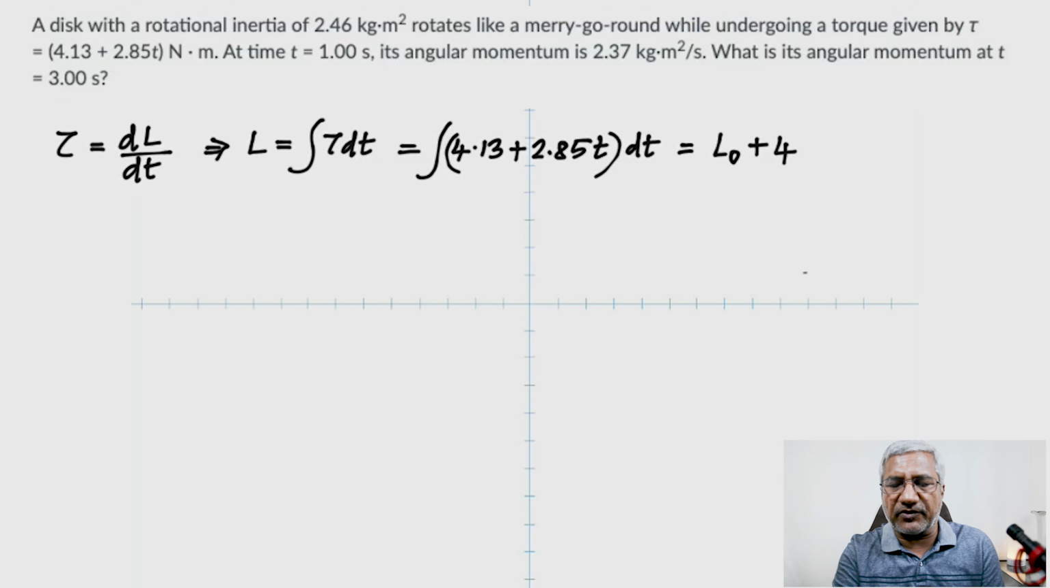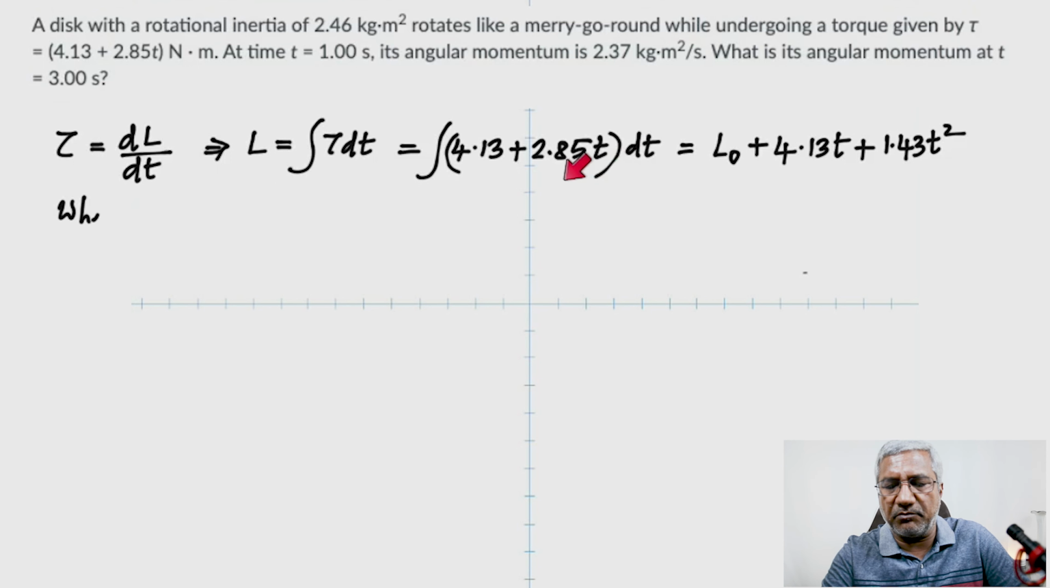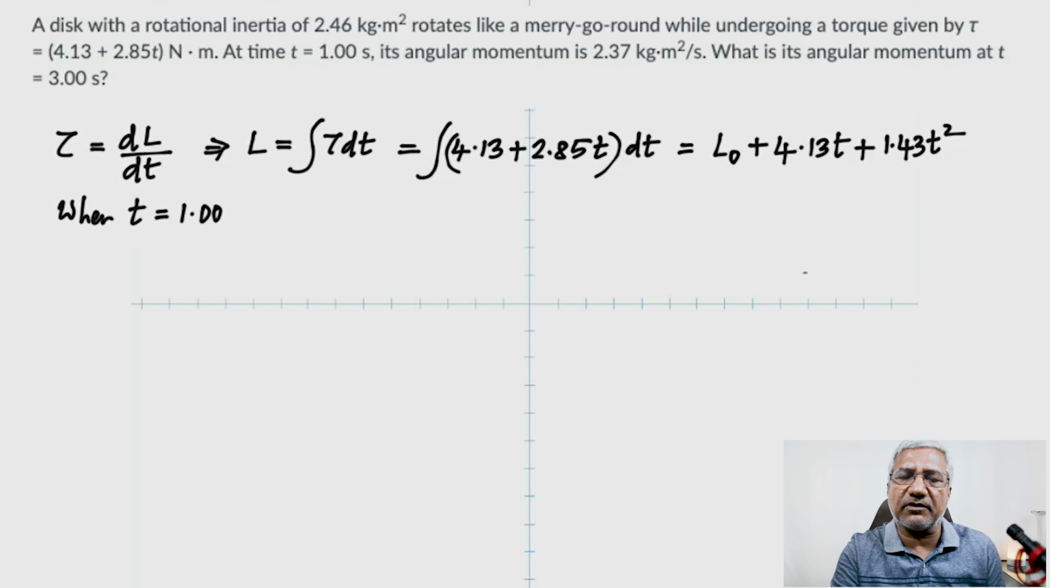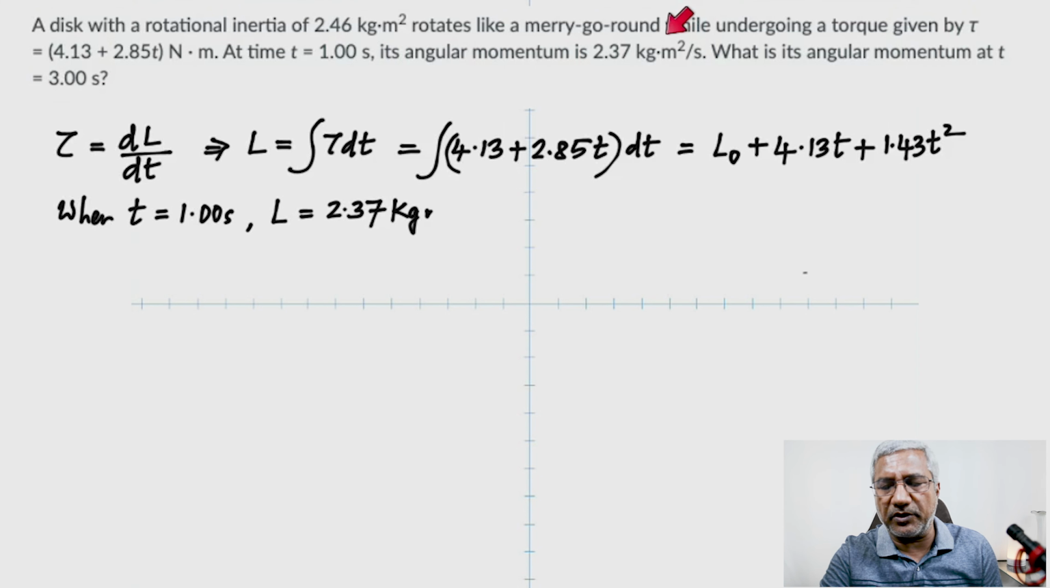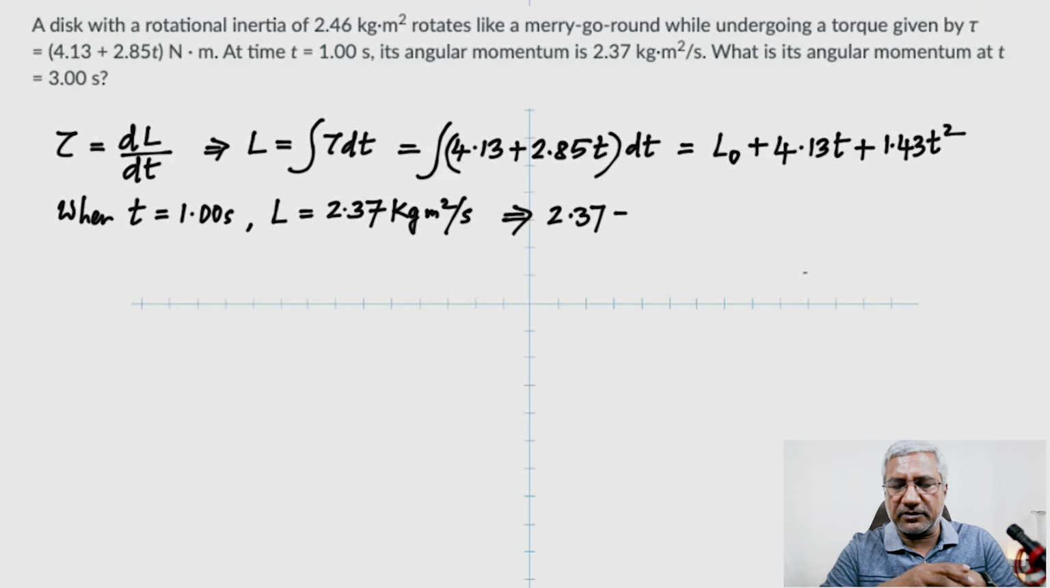So we put the constant of integration as L naught. And then whatever we have there is integrated. That's going to give 4.13 t, because integral dt is t. And this is going to give you 2.85 t squared by 2, which is 1.43 t squared. Next, we have to find the constant of integration. So when t is equal to 1 second, we're given that the angular momentum is 2.37. We can use those two numbers in this equation to find L naught.